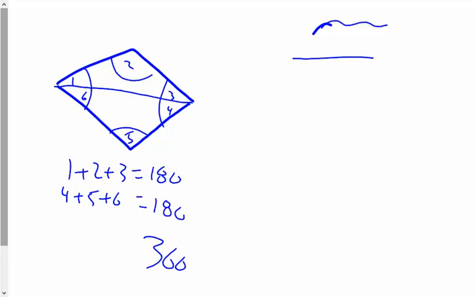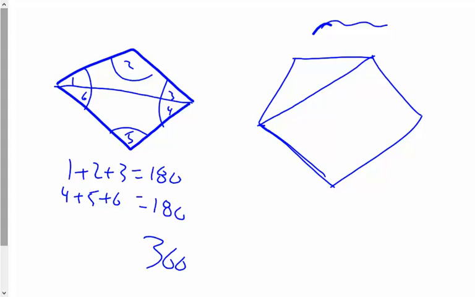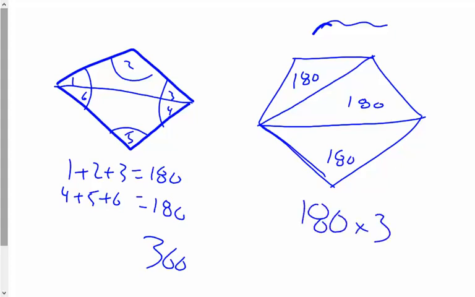Now I can do that with a pentagon. And again, it doesn't have to be a regular pentagon. Split it up into some triangles. So these 3 have to add to 180, and these 3 have to add to 180, and these 3 have to add to 180. So that'd be 180 times 3, which is 540. And I could do this all day.